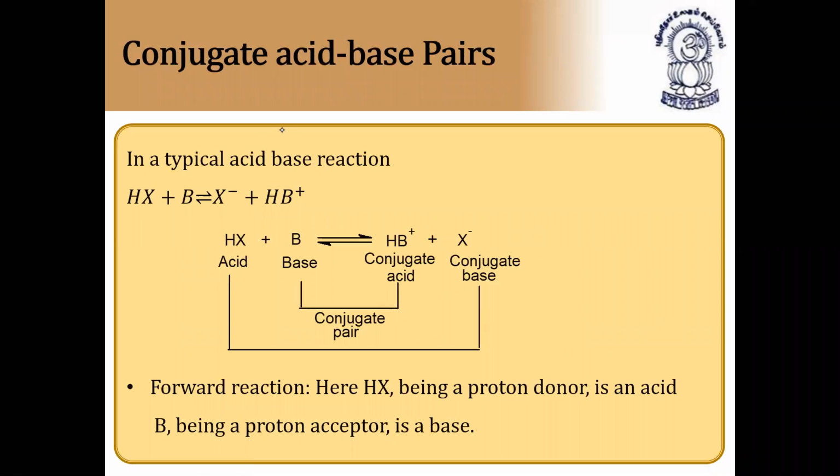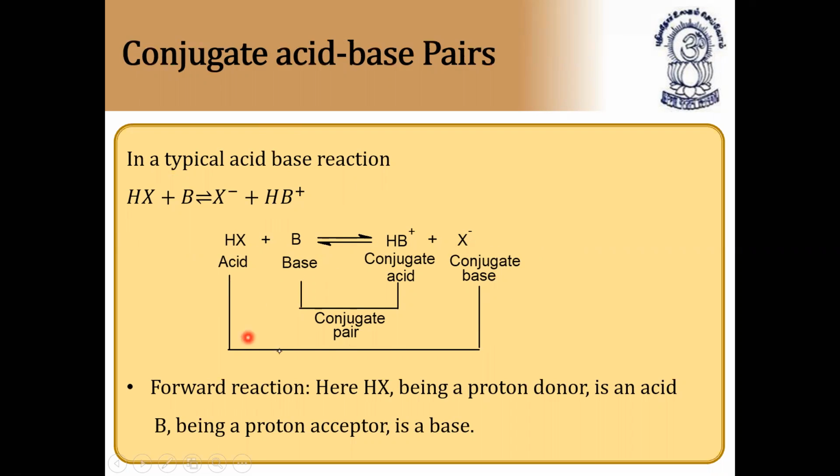So, conjugate acid-base pairs. What are conjugate acid-base pairs? In a typical acid-base reaction, we can say HX is an acid and B is a base, for example. When the acid combines with the base, it forms HB plus. HB plus means the base is gaining H plus ions from the acid. That's why HX is the acid. And B is the base, and here X minus is forming, which is called the conjugate base.